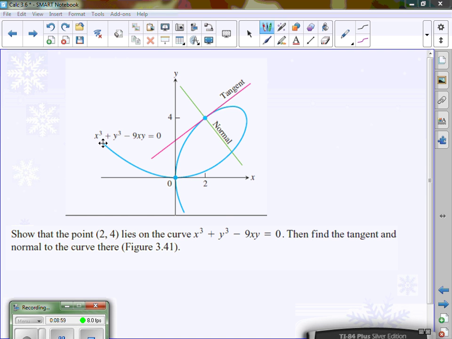All right, I have x cubed plus y cubed minus 9xy equals 0. If I graph this, this is what it looks like. Like a roller coaster, a scary roller coaster at that. I don't like that right there. There's the tangent line. There's the normal line. We want to find out that 2, 4 is on this curve. And we're going to find the tangent and normal to that curve.